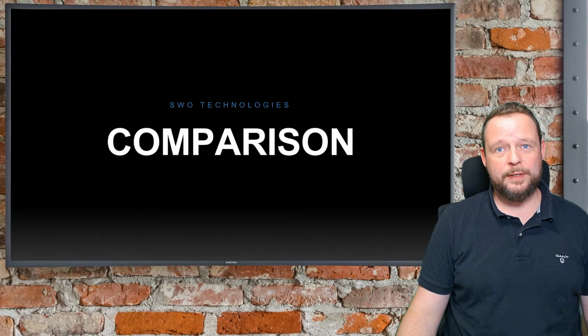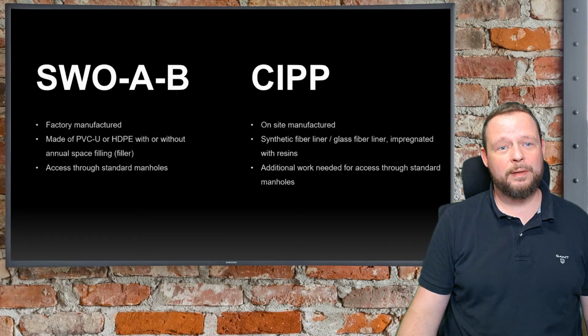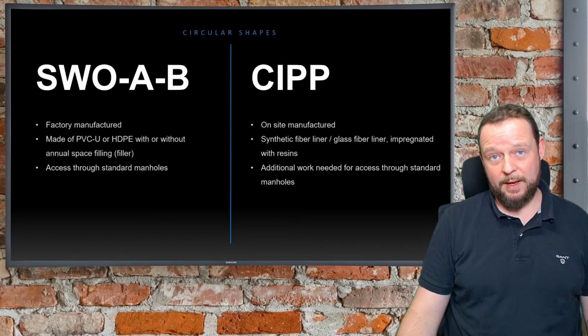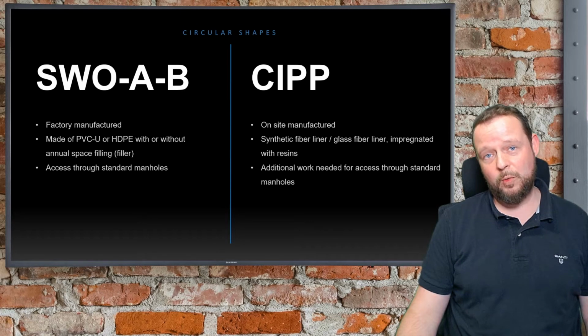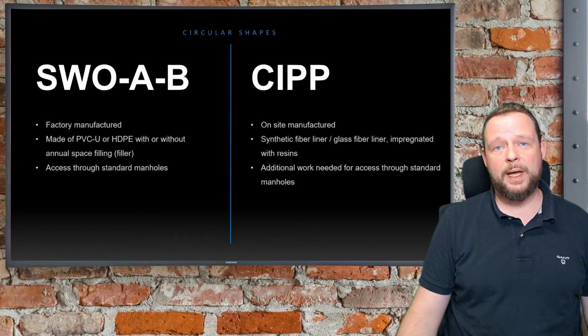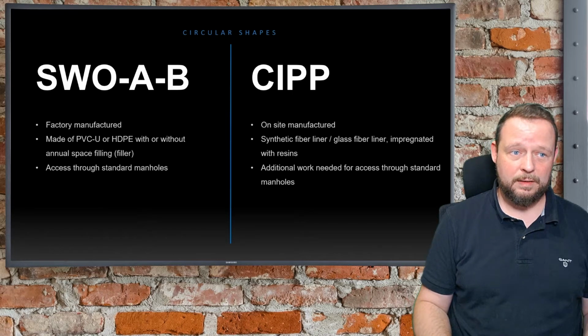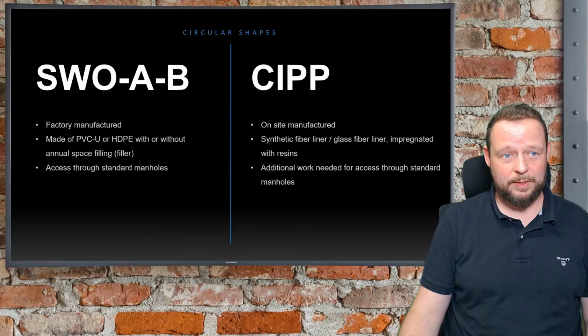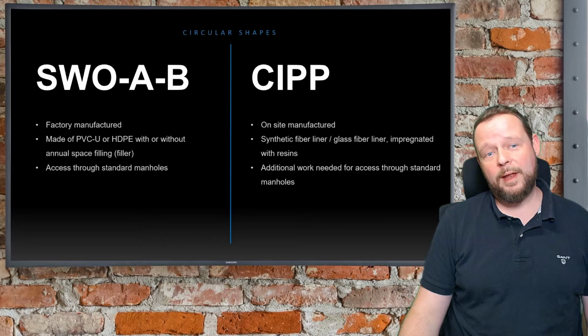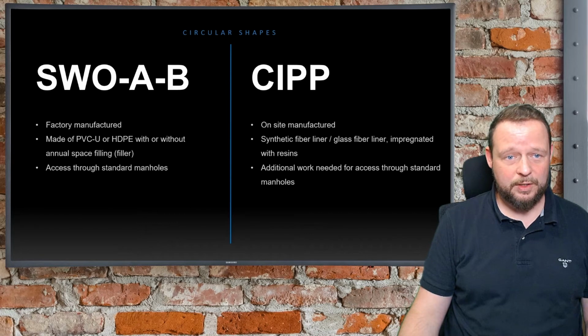And this brings us to a little comparison of SWO technologies. First of all, I would like to start with the technologies of group A and B, so A1, A2, and B, which could be compared with the CIPP lining. So we have on the one hand the factory manufactured lining technology with the spiral wound lining, and on the other hand the on-site manufactured technology with the CIPP lining.